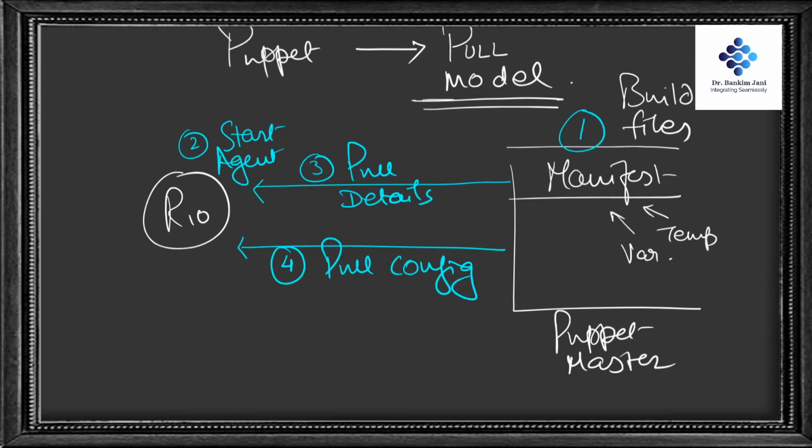So thus this is pull configuration. First it will say that this is the current configuration and what are the details. Those details would be extracted and then configured on the router 10. So that is how Puppet will work. Now if you see, just show you.